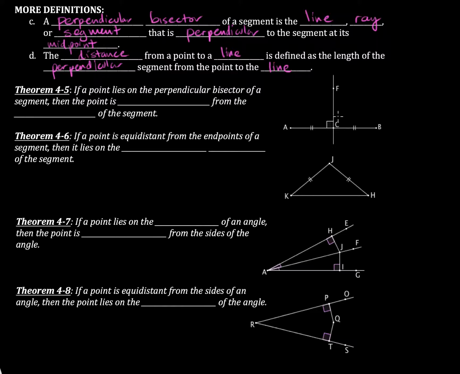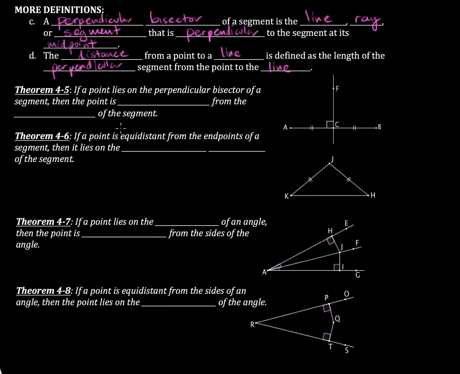So you can see right here, this is an example of a perpendicular bisector, line FC. Line FC is perpendicular to segment AB, and it goes to the midpoint of segment AB. I can tell that C is the midpoint of segment AB because AC is congruent to BC. So this is a perpendicular bisector of this segment.